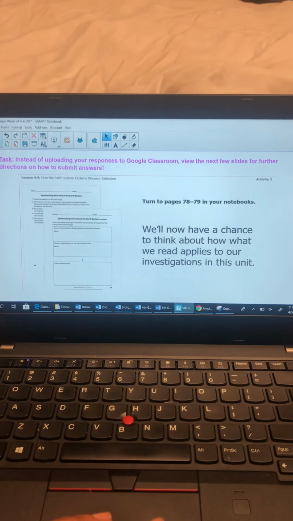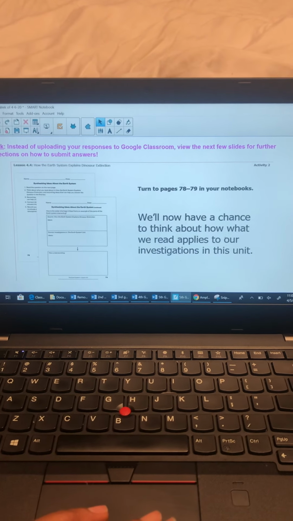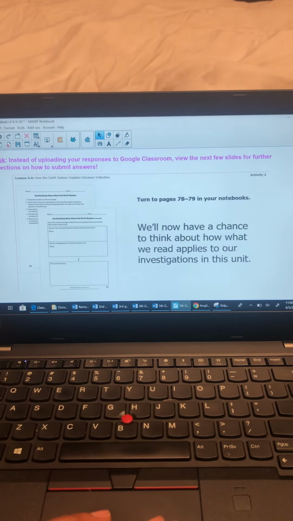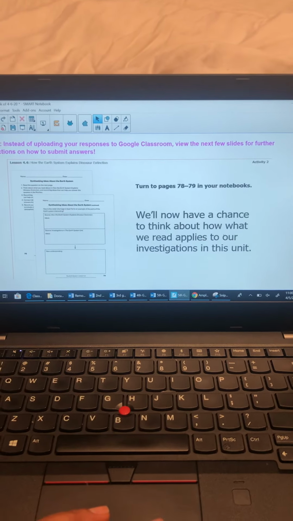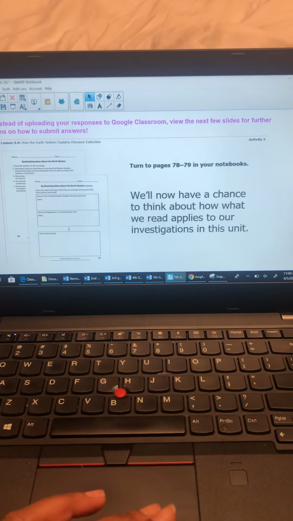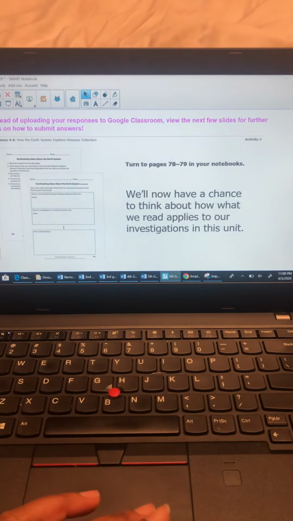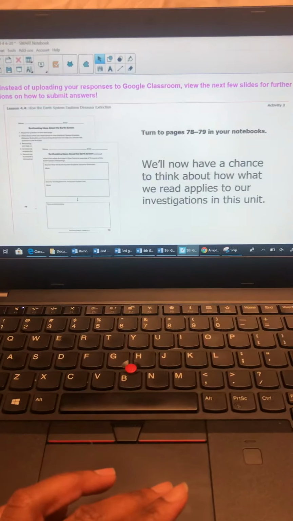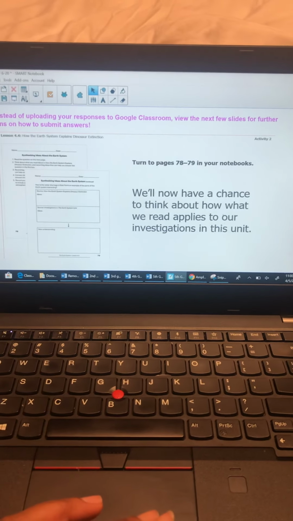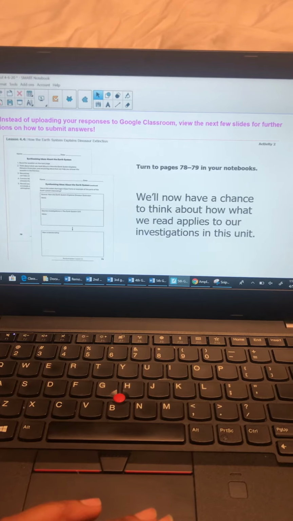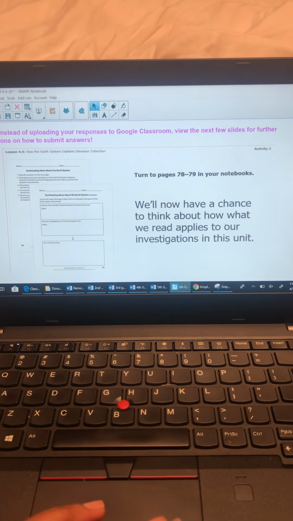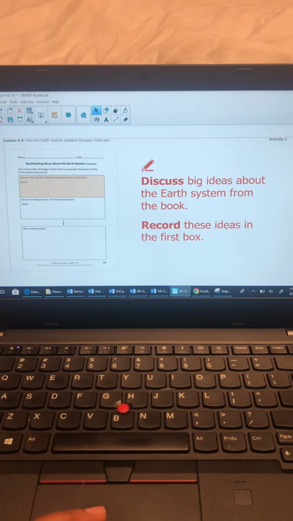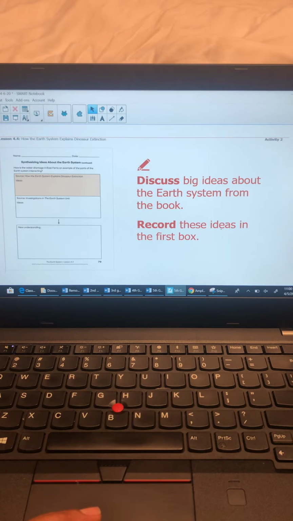Now it says, instead of uploading responses to Google Classroom, you're going to view the next few slides for further directions on how to submit answers. Remember, you do not have an actual notebook, but the notebook pages are the pages on the slides. The last couple weeks you've had to either write your responses on a separate sheet of paper or in a notebook and upload your work, but this time you do not need to do that, and I'll show you why. It says here for this page, you're going to discuss the big ideas about the Earth system from the book. Record these ideas in the first box.